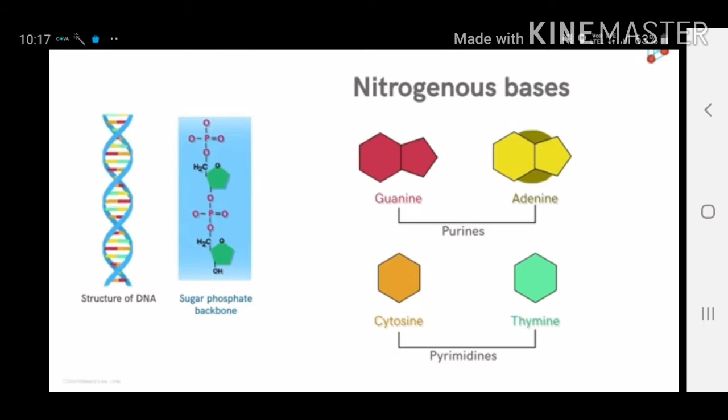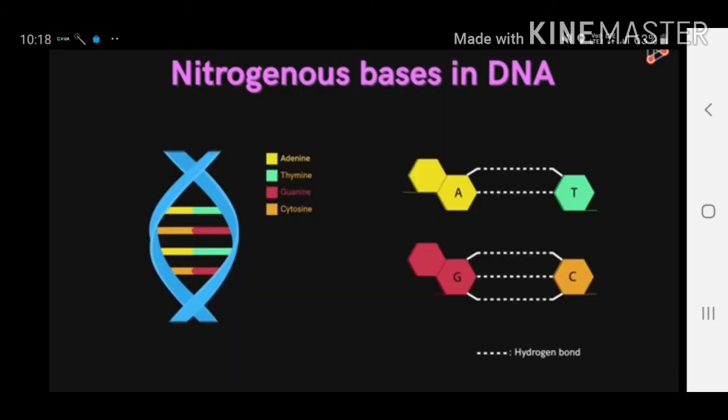So four types of nitrogenous bases, as already told: guanine pairs with adenine; cytosine pairs with thymine. So we also call them purines and pyrimidines. Now these nitrogenous bases, when they pair, join with hydrogen bonds. Adenine pairs with thymine with two hydrogen bonds. Guanine pairs with cytosine with three hydrogen bonds.